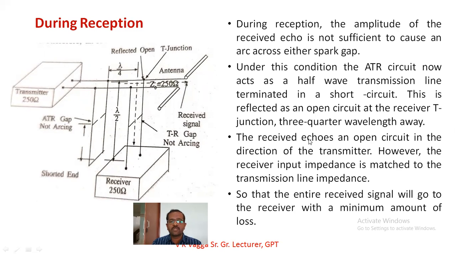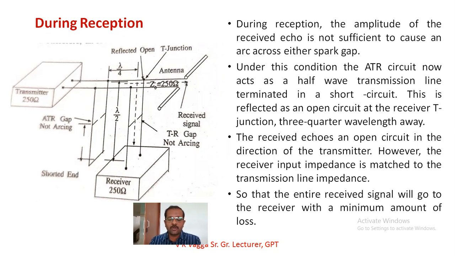The received echo sees an open circuit in the direction of the transmitter. In the direction of the transmitter it is going to be open. However, the receiver input impedance is to be matched to the transmission line impedance, so that the entire received signal goes to the receiver with the minimum amount of loss. Understood? Okay, so it's very simple here.